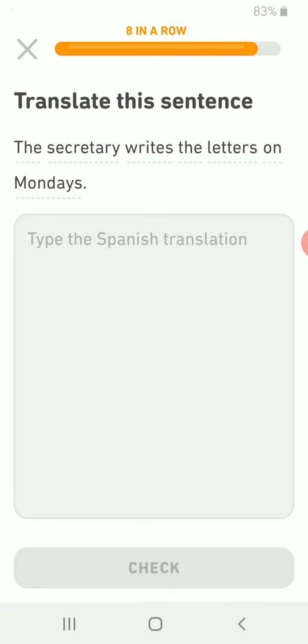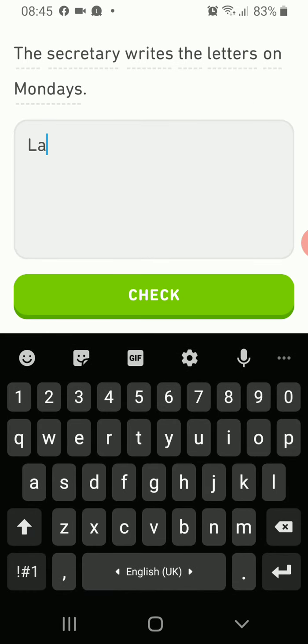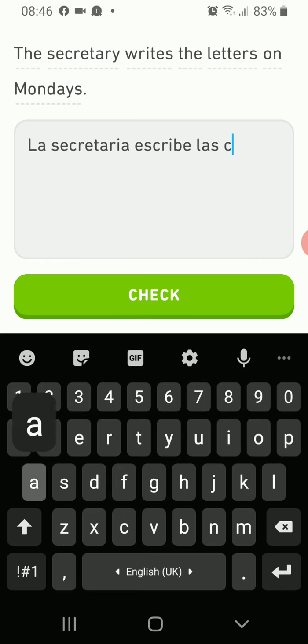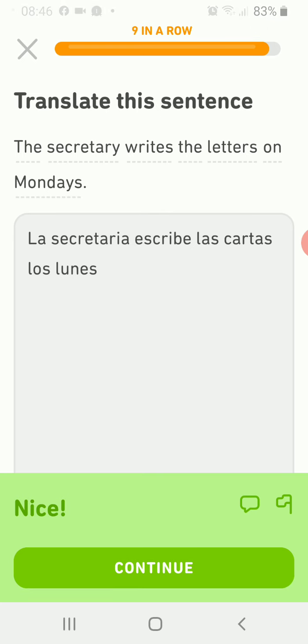Inglaterra. And the secretary writes the letters on Monday. So how will you write this? La secretaria, what does she do? Escribe las cartas. So las cartas los lunes. I hope it's good. Yes, nice.